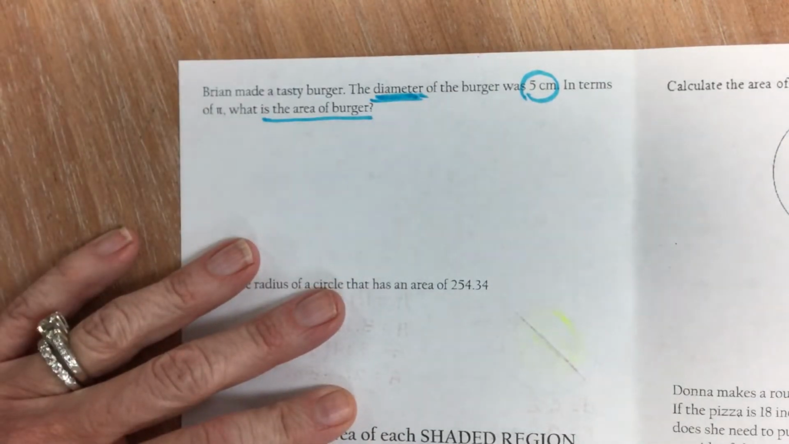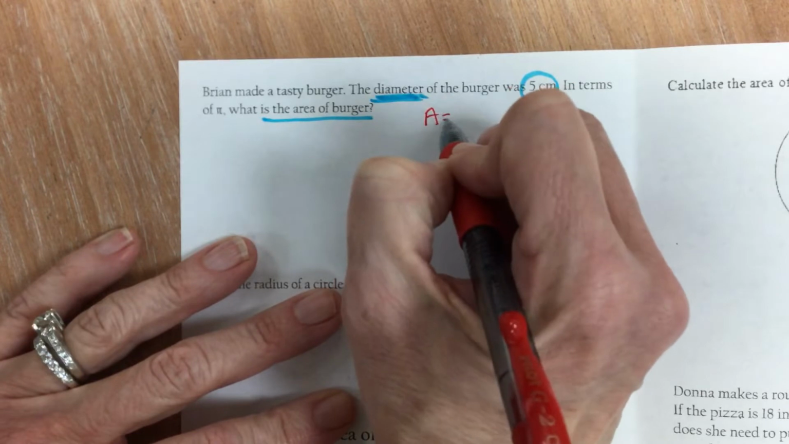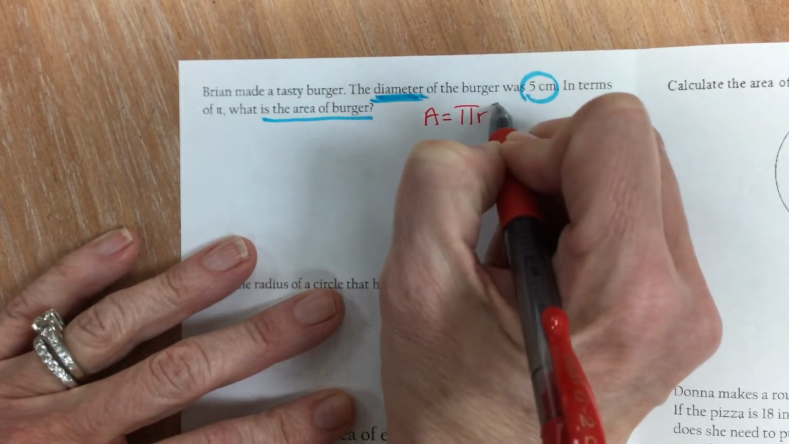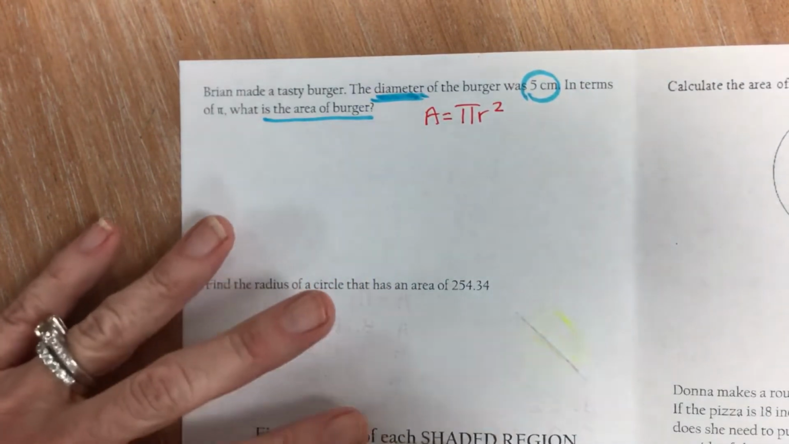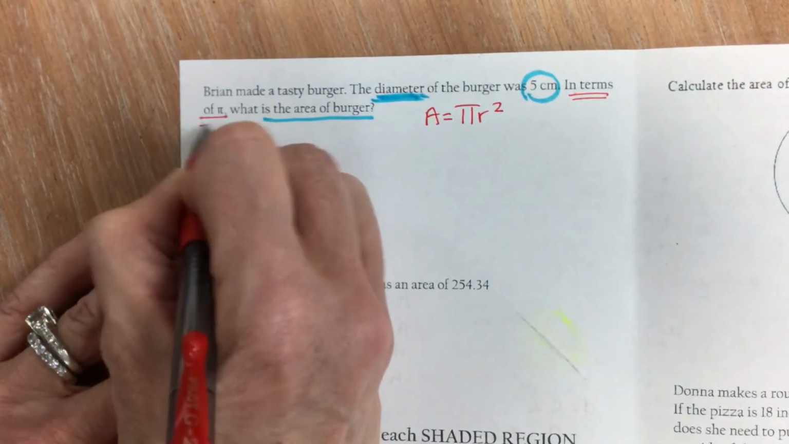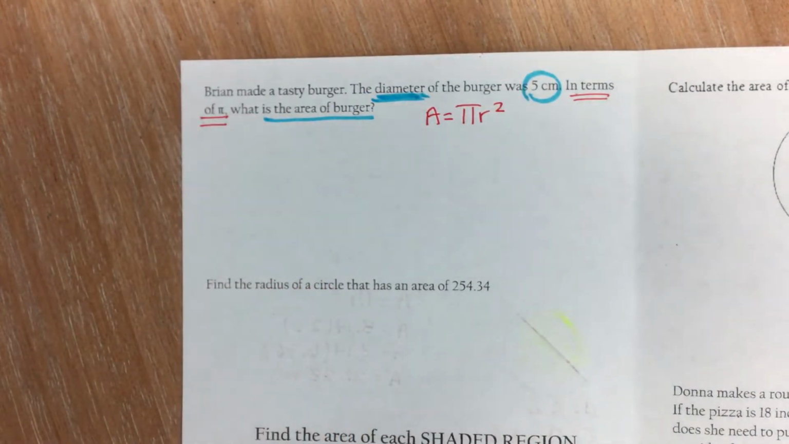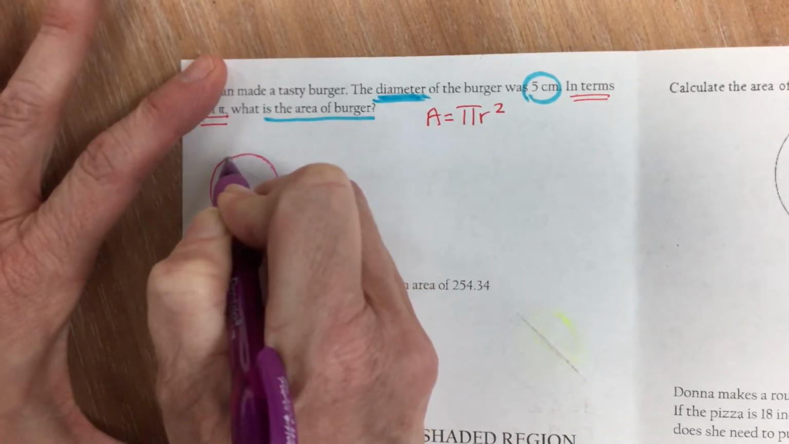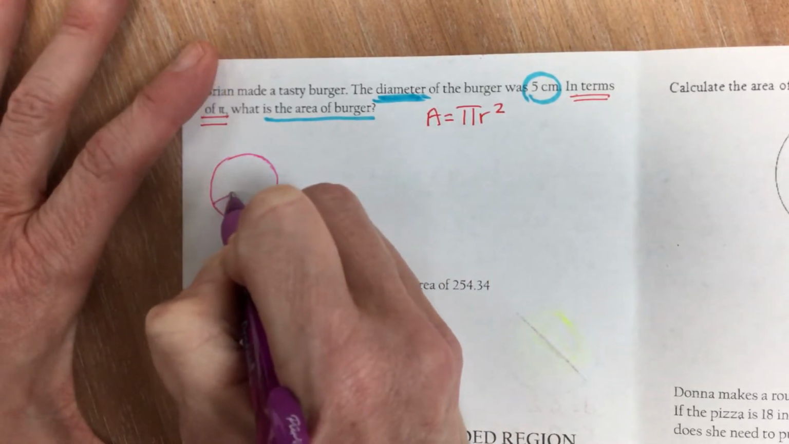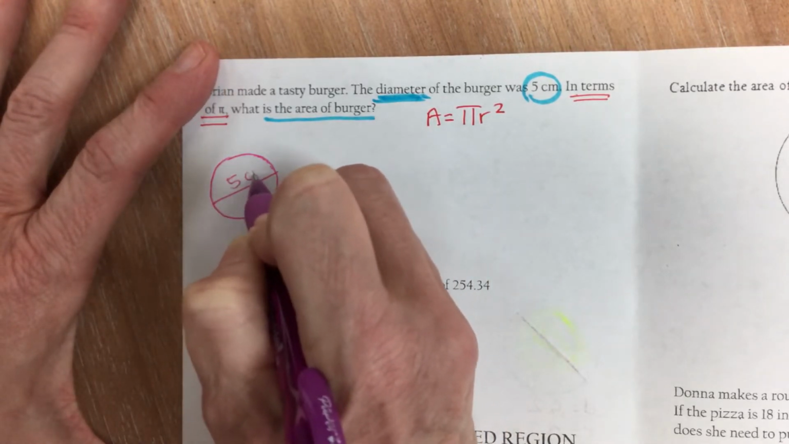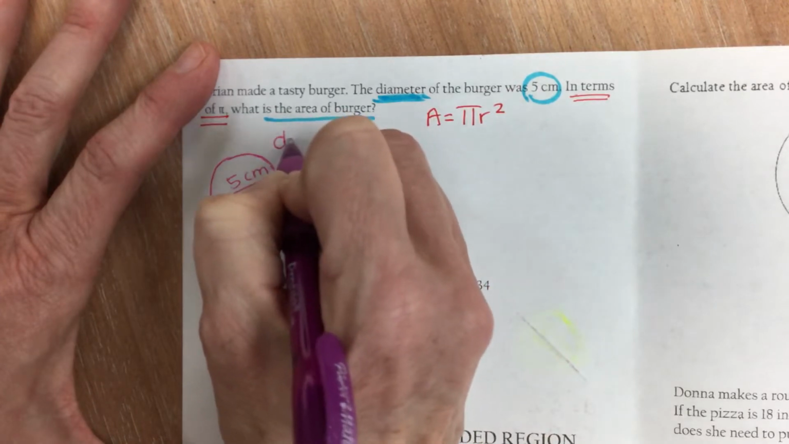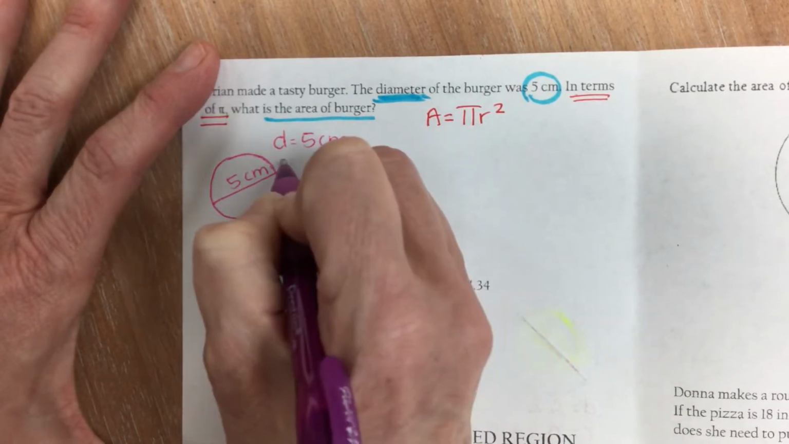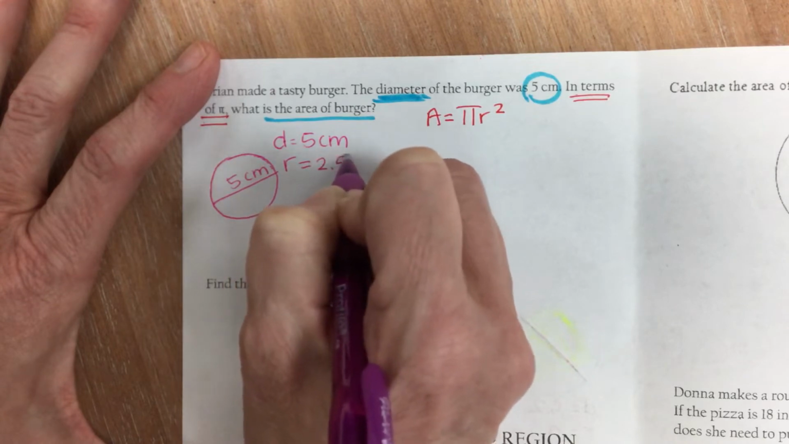So the first thing we know, we're going to have to use area equals pi r squared. Another thing too, it says in terms of pi. So that's a little different than what we're used to seeing, so I'm going to talk through that as I go here. The first thing I always like to draw is my circle. And I know my diameter is 5 centimeters. So my diameter would be 5 centimeters and my radius would be 2.5 centimeters.